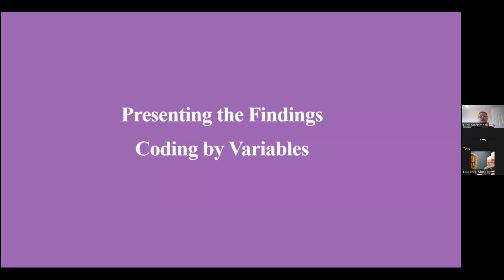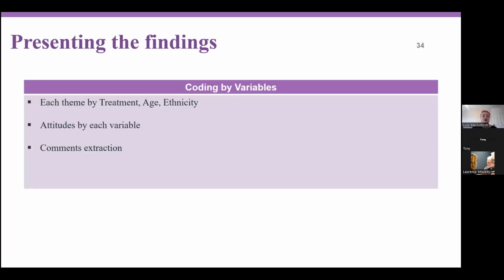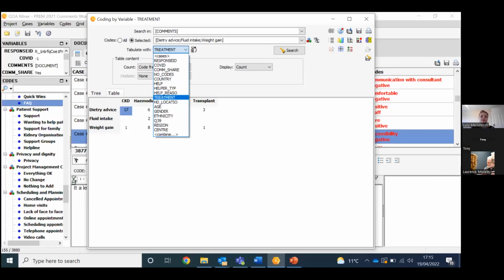So then, presenting the findings: coding by variables. We coded for the report based on treatment, age and ethnicity. So we saw not only overall for the whole data set, but broken down by treatment modality, age and ethnicity, what patients were saying and what they thought. To do this, you do coding by variable, you select what codes or theme level, and then you select the variable you want to code by. Here you can see we're taking dietary advice, fluid intake and weight gain, and we're doing that by treatment.